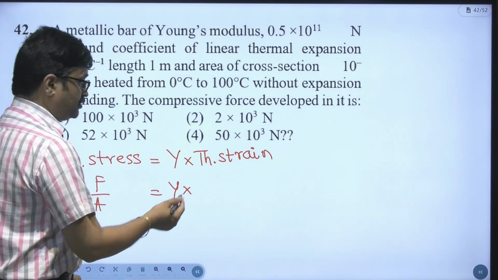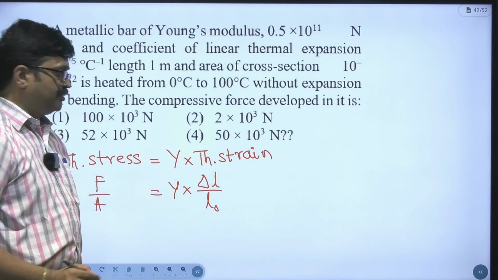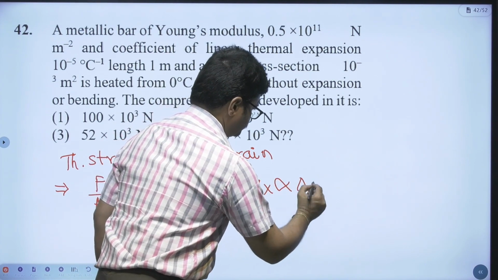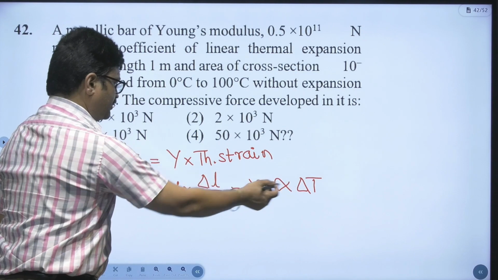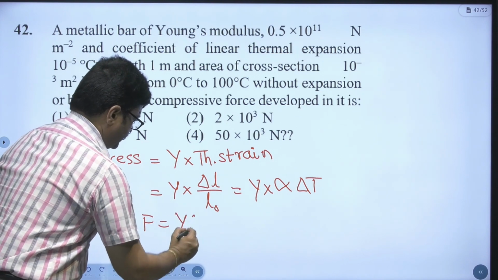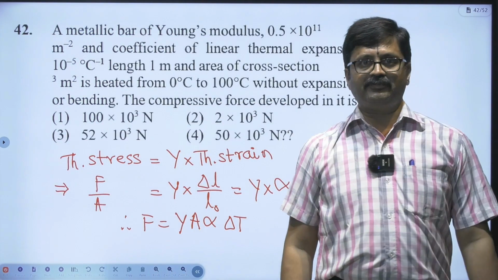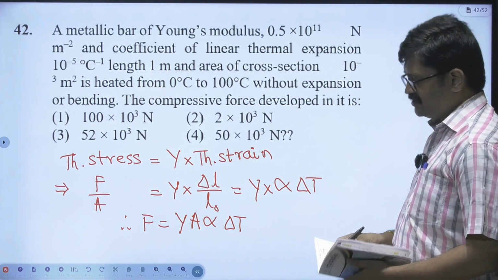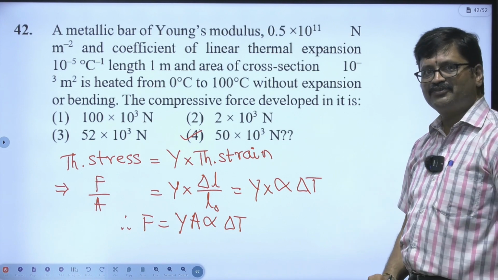Now thermal strain is what? Thermal strain is delta L by L naught. So I will write it as Y into delta L by L naught, which is alpha into delta T. So over here, alpha into delta T into Y. Now therefore force F is equal to what? Y A into alpha multiplied by delta T will obtain this. You just key in all the values, then you can simply calculate this value as 50 into 10 power 3. Option 4 happens to be the right choice here.